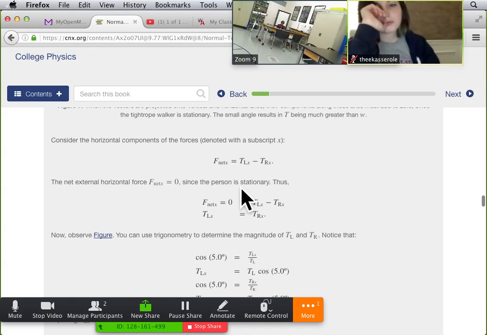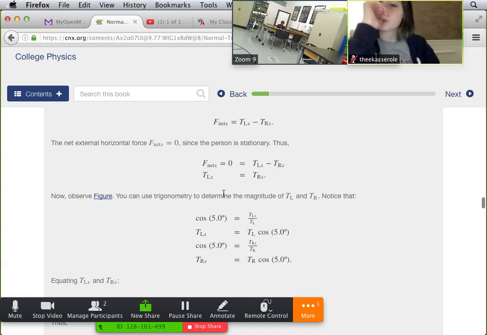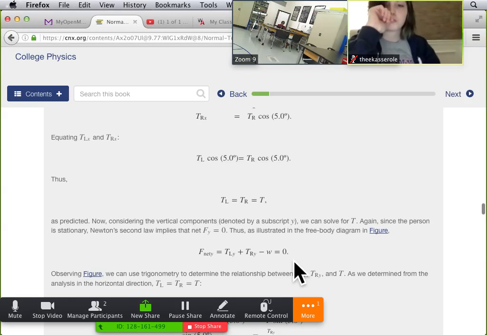No, sorry, they do cosine here. So they do cosine here, which is the adjacent side, tension T_L in x, over the hypotenuse. The hypotenuse is tension T_L. And then they solve it for tension T_L of x, and that equals T_L cosine 5. And then they do tension right in x, which is T_R cosine 5. And that's fine. But since they're both the same, T_R and T_L are the same, which we figured out earlier, then we can just replace either of those with a T.